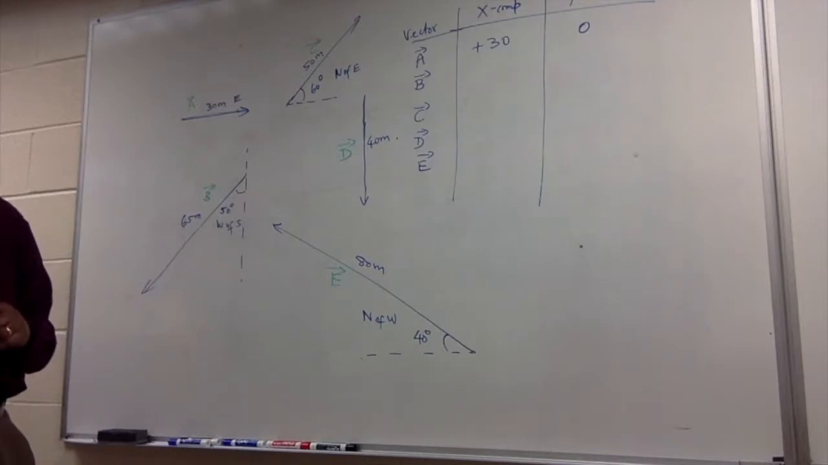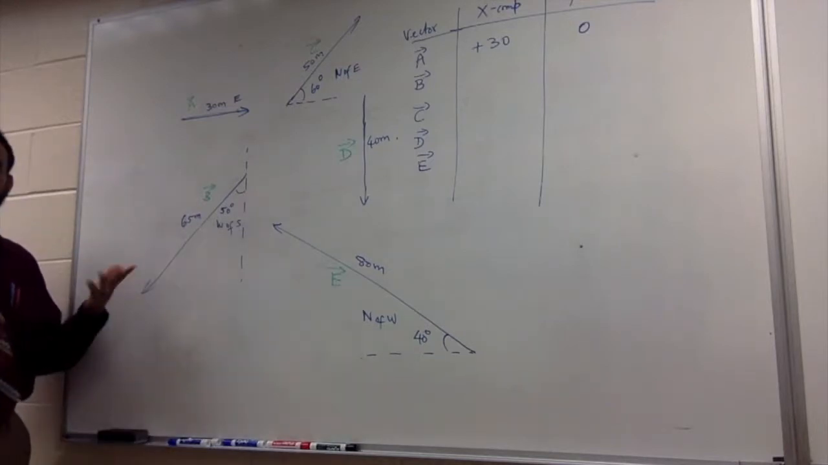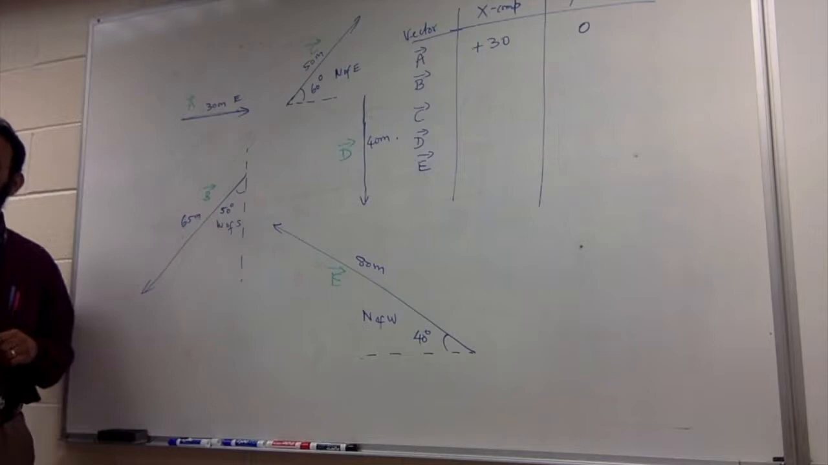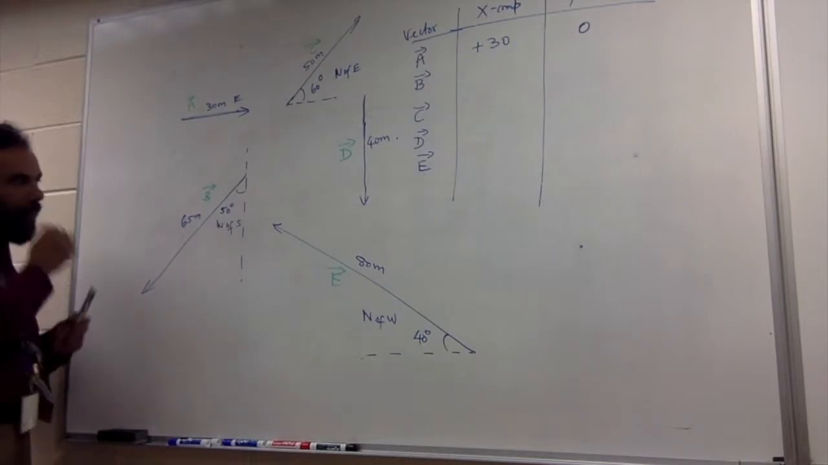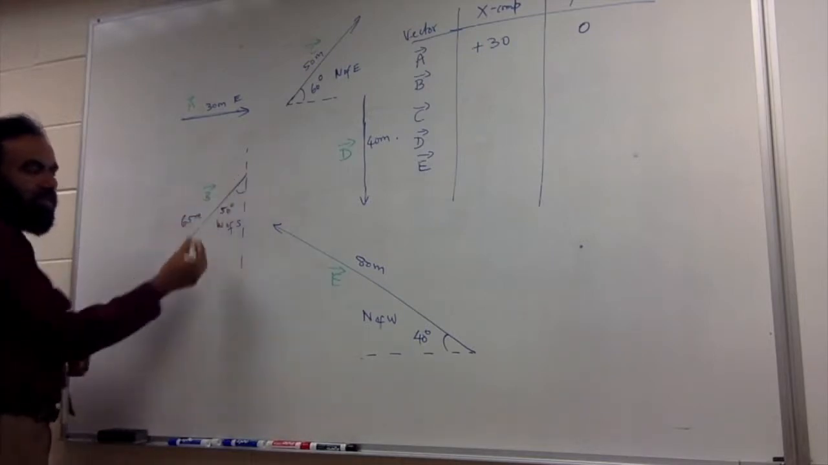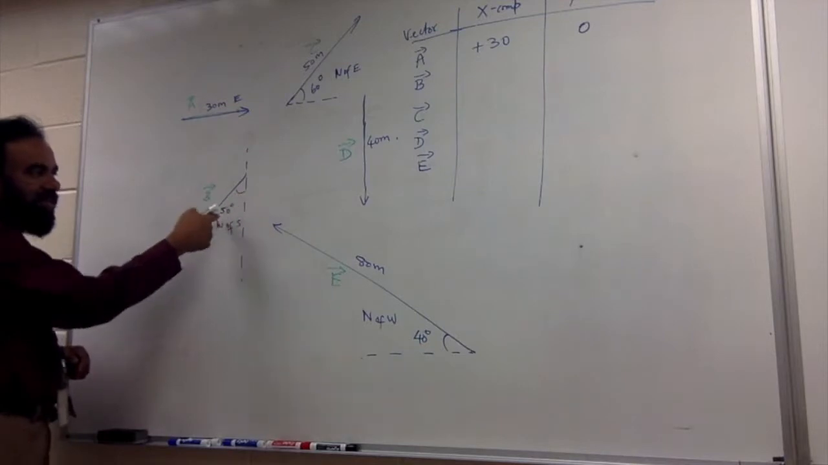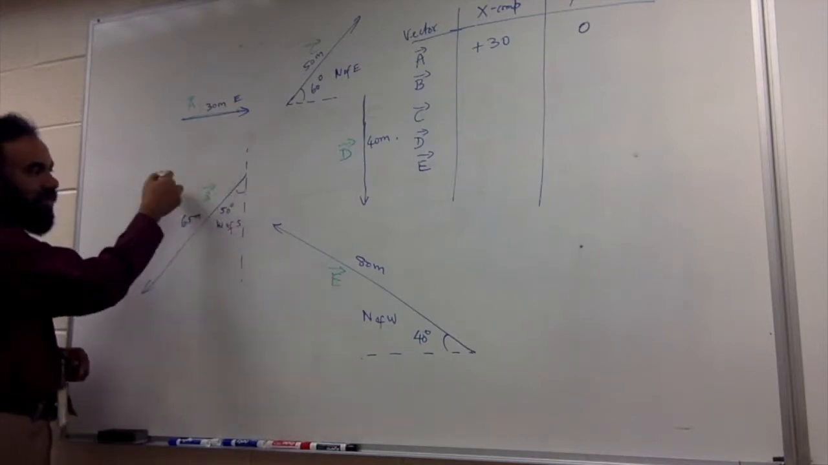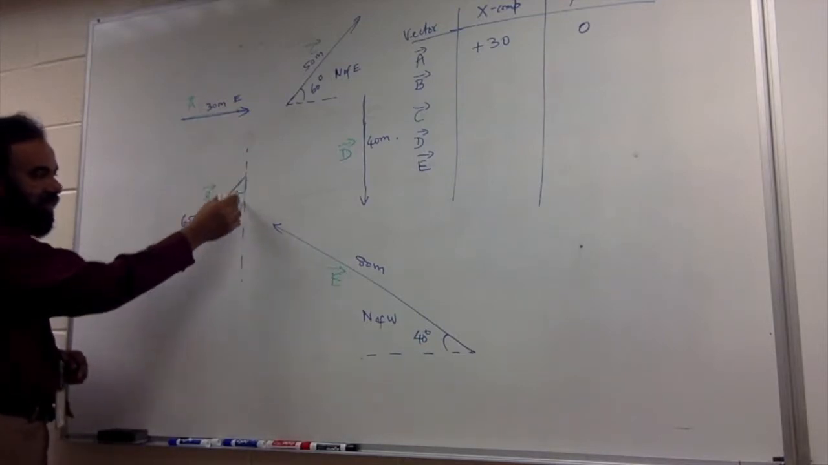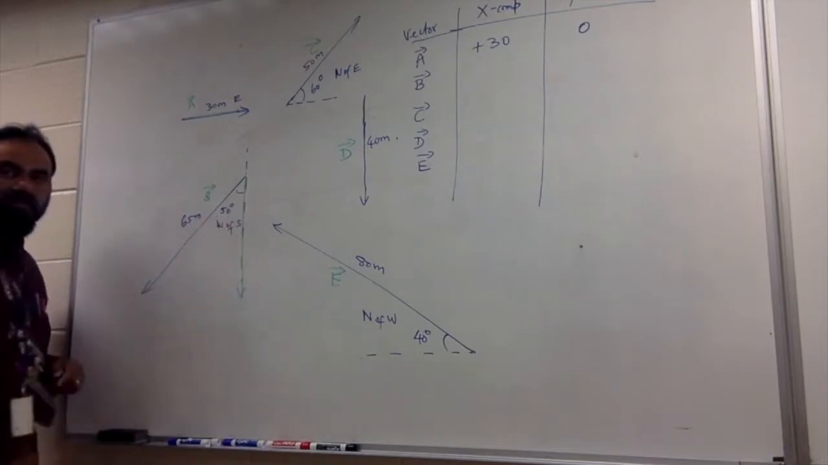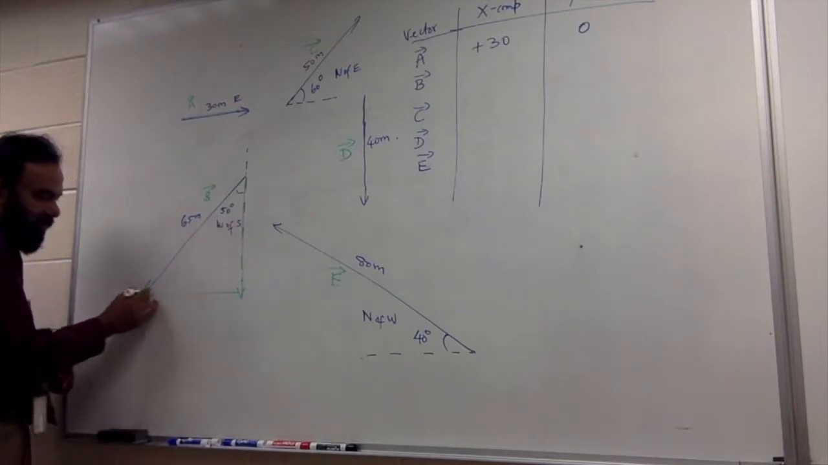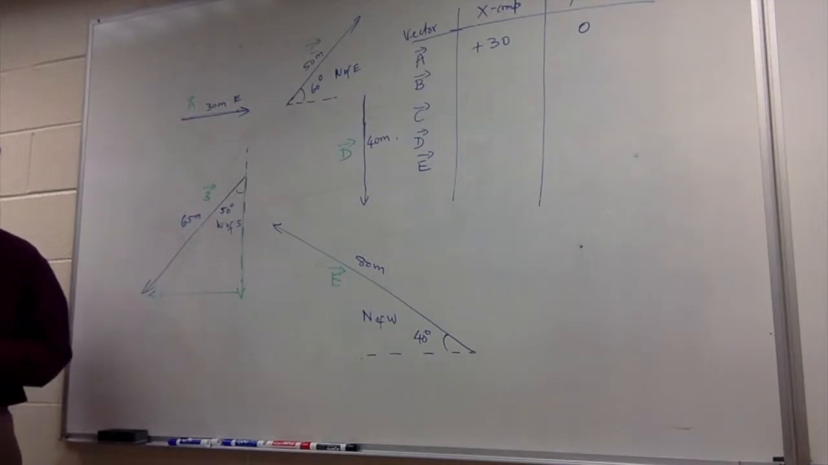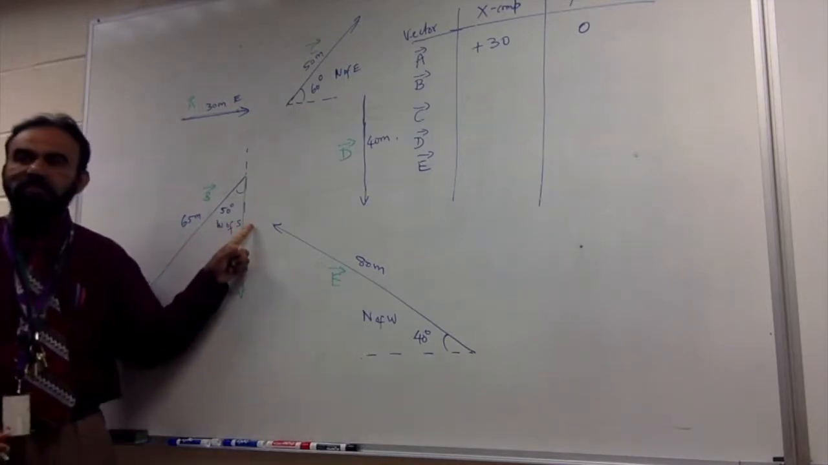For the second vector, first job, splitting into components. So here are my components. And it's always good to draw the components starting from the angle itself. You don't want to go here. Start from here. This is one component. And this is the other component. Is that good? Now how much is this component?